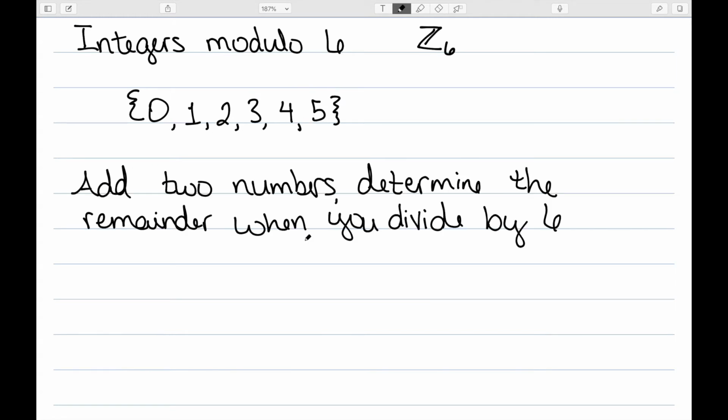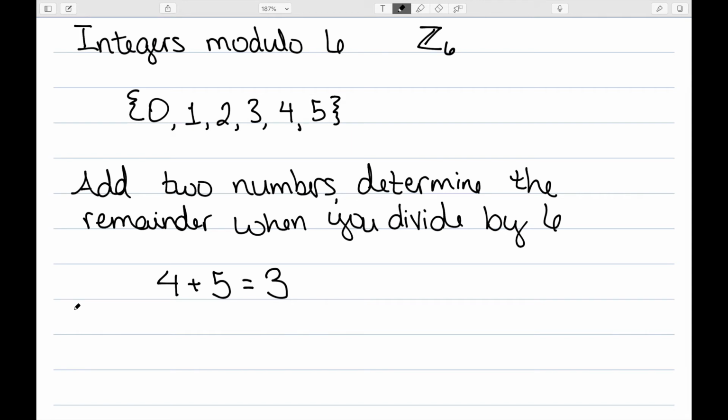My operation is modulo arithmetic. You add two numbers and determine the remainder when you divide by 6. So for instance, 4 plus 5, we know that 4 plus 5 is 9. Dividing by 6 would give me a remainder of 3. So in this particular set, 4 plus 5 would be equal to 3.